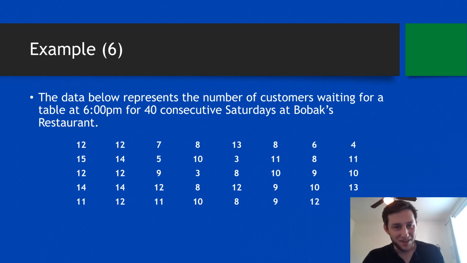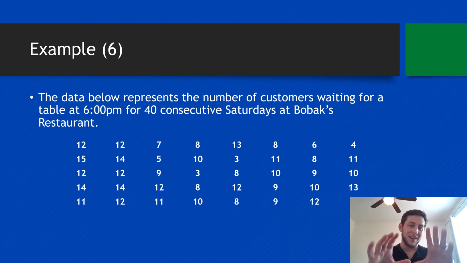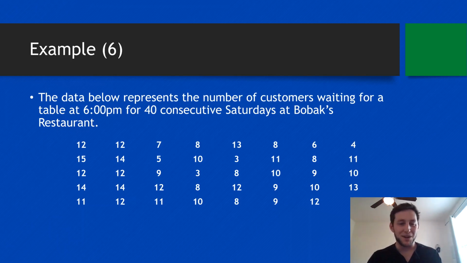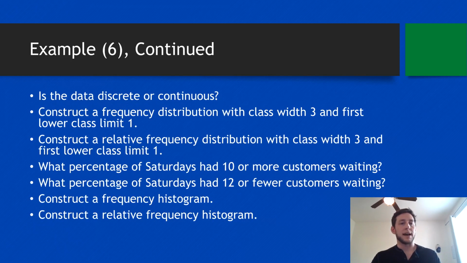Now you're going to see my first go at using Excel. So I won't be in this screen presentation mode, so bear with me here. The data below represents the number of customers waiting for a table at 6 p.m. for 40 consecutive Saturdays at Bobox Restaurant. And hey, notice we have 40 consecutive Saturdays. We were given that for free. So I know n equals 40.